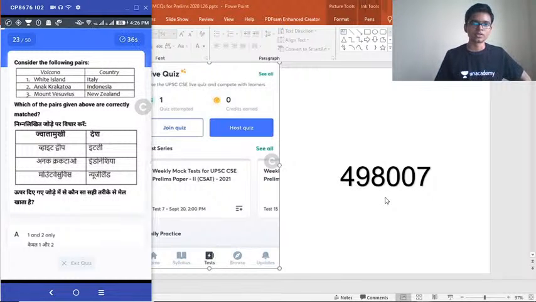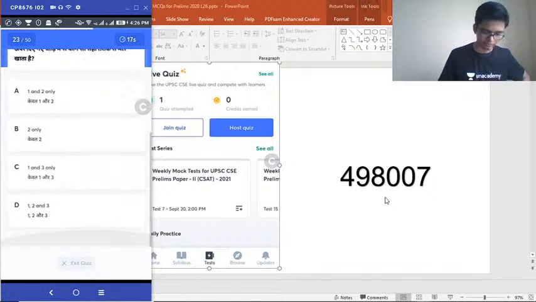23rd question. Consider the following pairs, the volcano and corresponding country. White Island, Italy; Anak Krakatoa, in Indonesia; Mount Vesuvius, New Zealand. Which of the above are correctly matched? Another simple question.